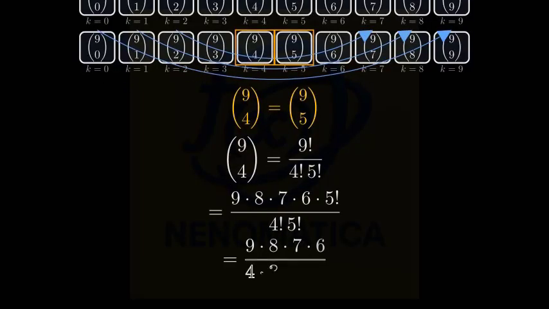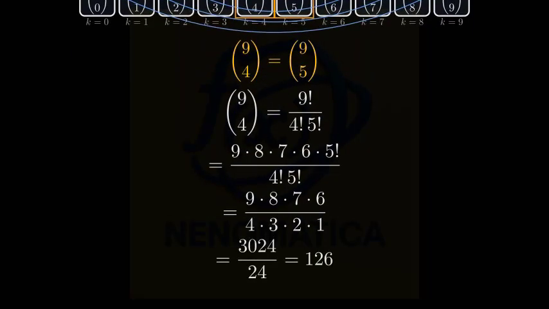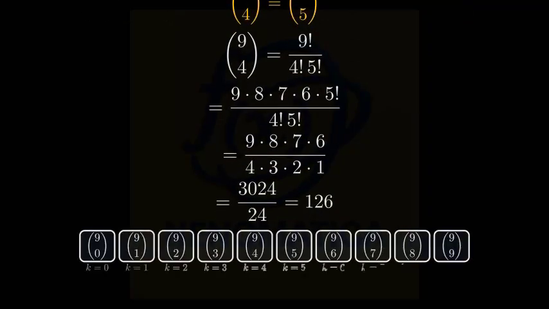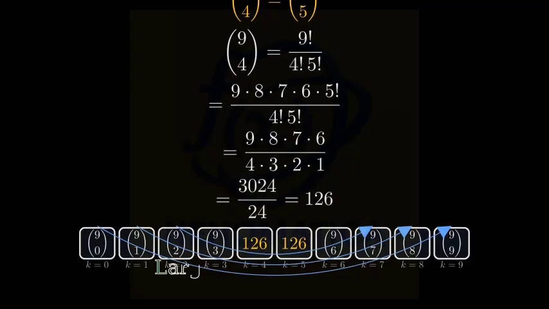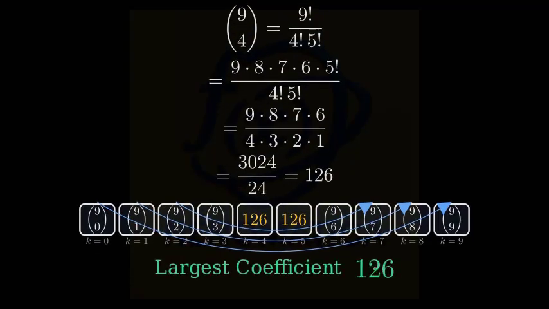The 5 factorial cancels, leaving 9 times 8 times 7 times 6 over 4 times 3 times 2 times 1. This simplifies to 3,024 over 24, which equals 126. So both middle coefficients are 126, and they are the largest in this row. Let's place 126 into the middle slots to make that visual. Therefore, the largest coefficient in the expansion of open parenthesis 1 plus x close parenthesis to the 9th is 126.